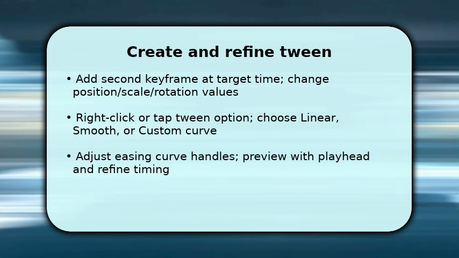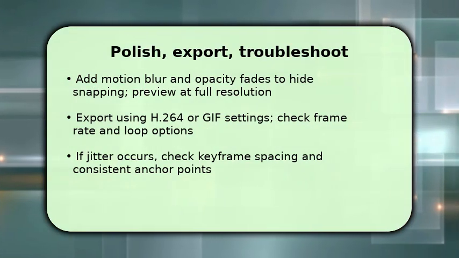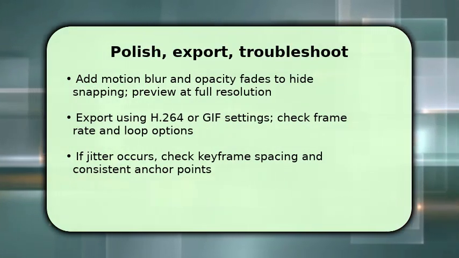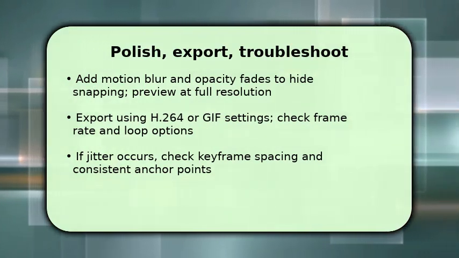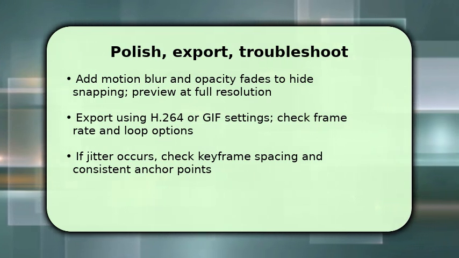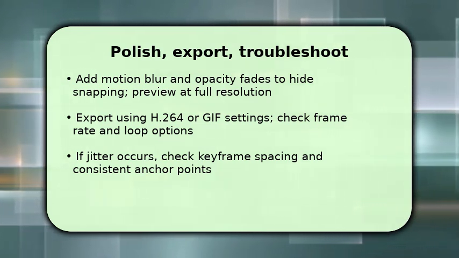Now polish the tween by adding motion blur and subtle opacity fades to mask any snapping. These small touches make movement feel natural. Once happy, export using H.264 for video or GIF for short loops and confirm frame rate matches your project.